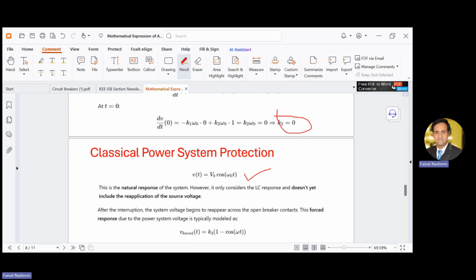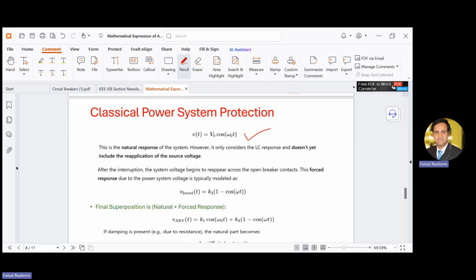And why does the source voltage reapply? Because after the interruption, the system voltage begins to reappear across the open breaker contacts, which is usually known as restriking voltage, and the whole phenomenon is known as transient restriking voltage. This forced response due to the power system voltage is typically modeled as V forced t is equal to K3 times 1 minus cos omega t, and this forced response usually occurs because of the capacitors and inductors, or the storage elements present in the circuit, as I have already explained in my previous lectures.